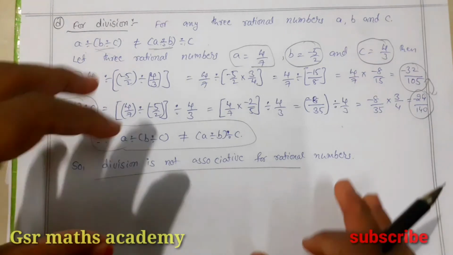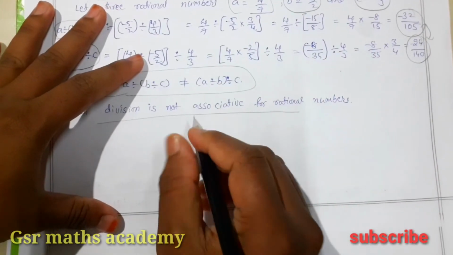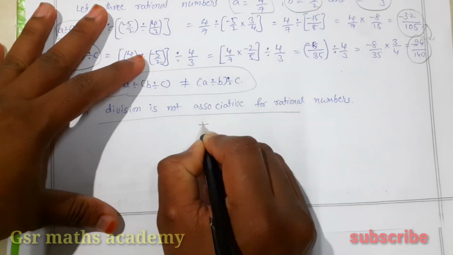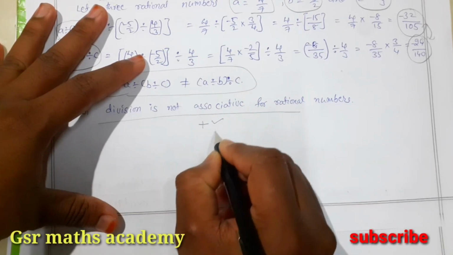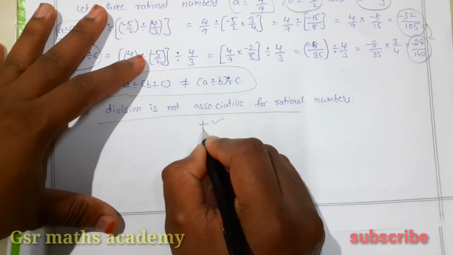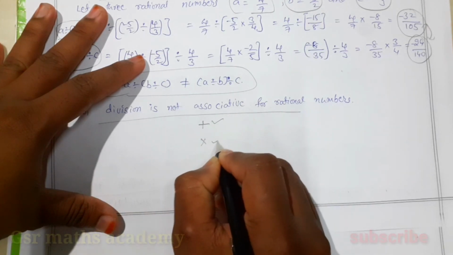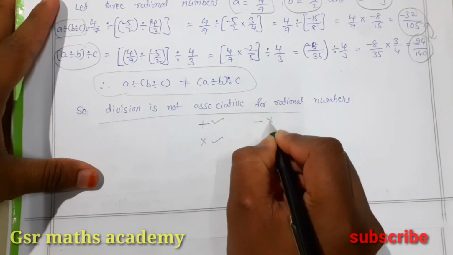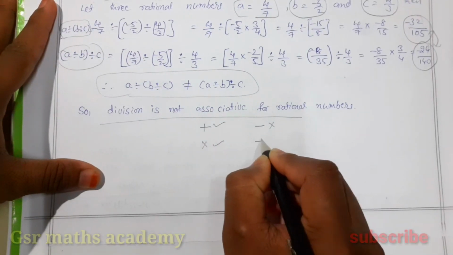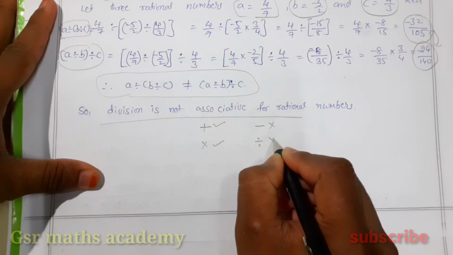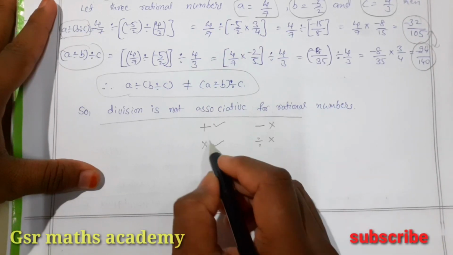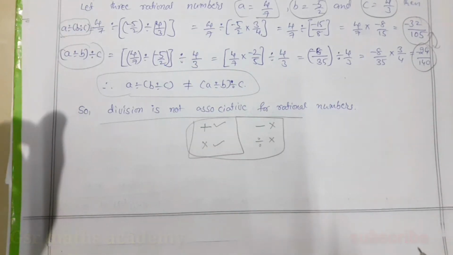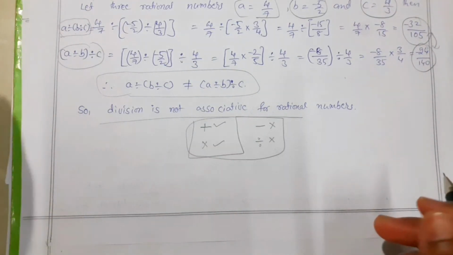And if you revise the associative property, we can say that the collection of rational numbers follows the associative property with respect to addition and multiplication, and it does not follow the associative property with respect to subtraction and division. Okay, so this is the brief explanation regarding the associative property.